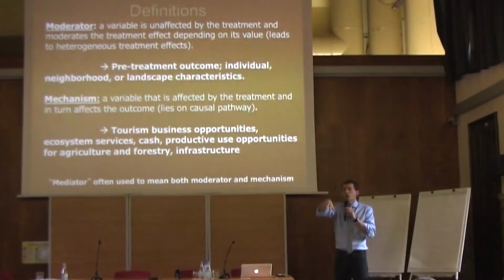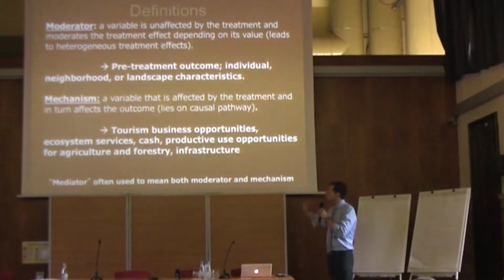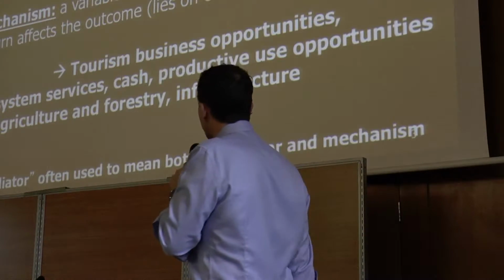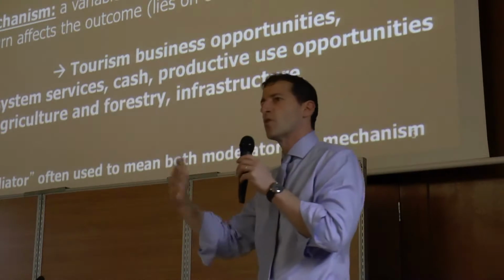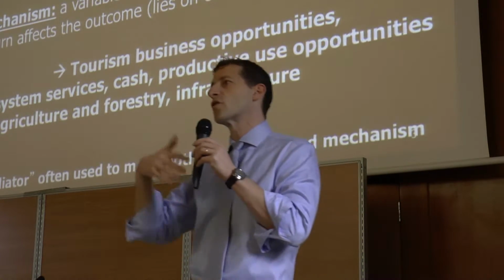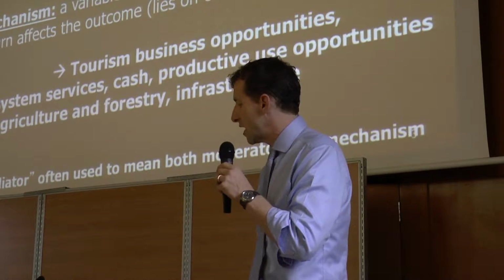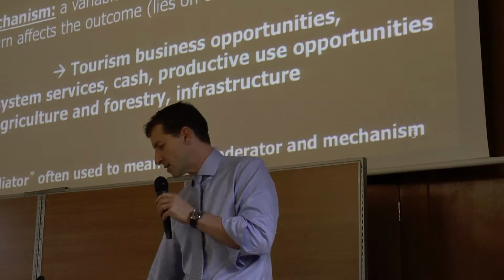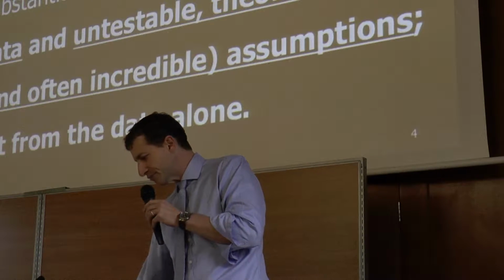But mechanisms: corruption was one we heard about just in the previous presentation. Protected areas might generate tourism business opportunities; all these sorts of programs might change ecosystem services that might lead to other changes in human welfare. Those are the kinds of mechanisms I'm talking about.